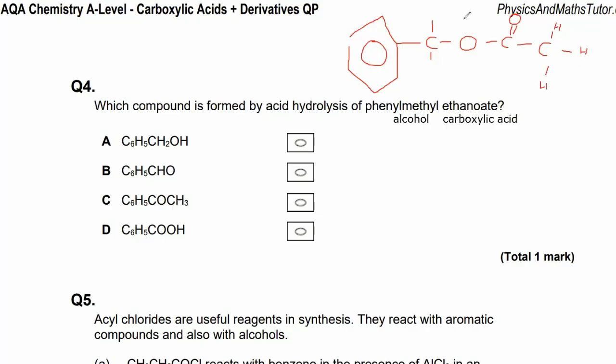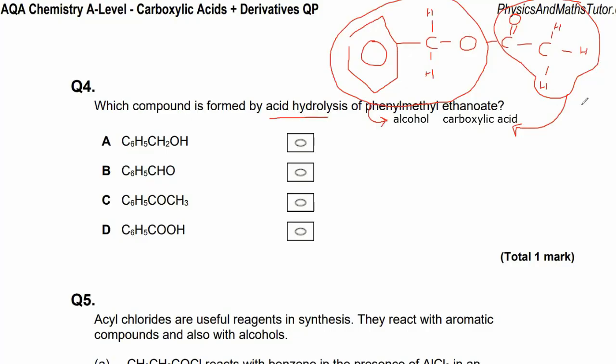Now go through, separate it into a carboxylic acid. You can do that with the carbonyl group. Separate it into the alcohol. The O in the ester link always comes from the alcohol. So I'm circling around the benzene ring, the CH2 and the O here, which come from the alcohol. And this second circle I'm making is the carboxylic acid. So now work out which one of these products could have possibly come from either half of that phenylmethyl ethanoate.